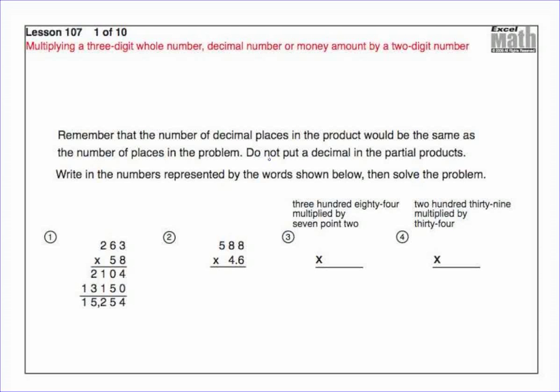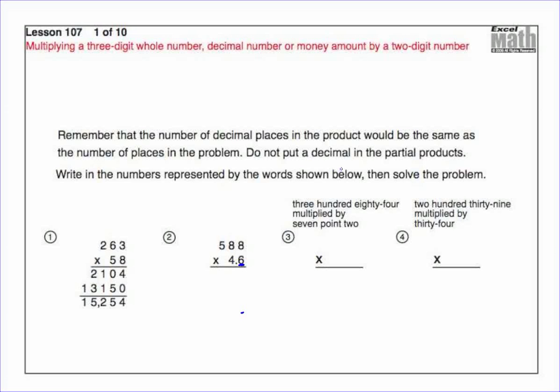Fifth grade Excel, lesson 107, multiplying a 3-digit whole number, decimal number, or money amount by a 2-digit number. All right, remember that the number of decimal places in the product would be the same as the number of places in the problem. In other words, like in this problem here, since there is one spot past the decimal point in the whole problem, there's going to be one spot past the decimal point in the answer or in the product.